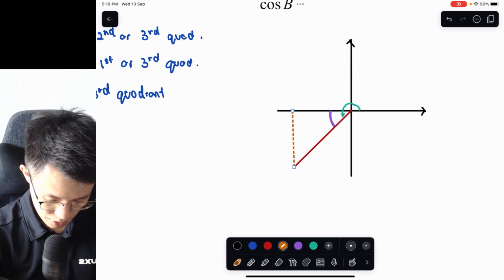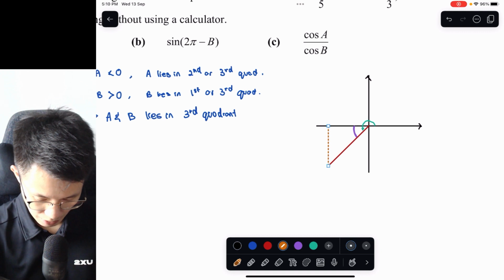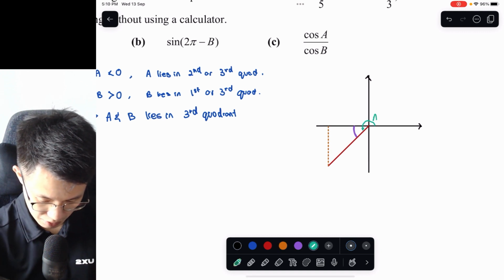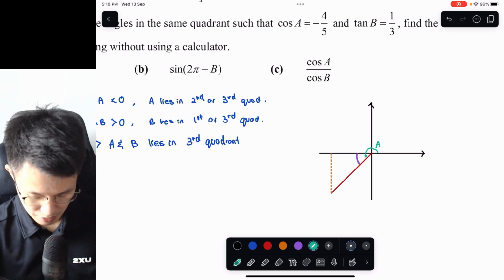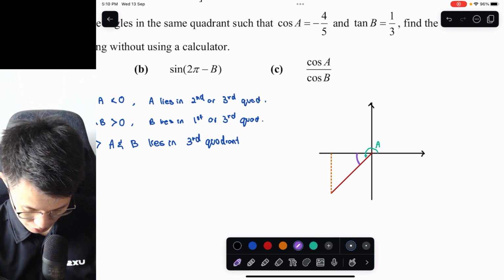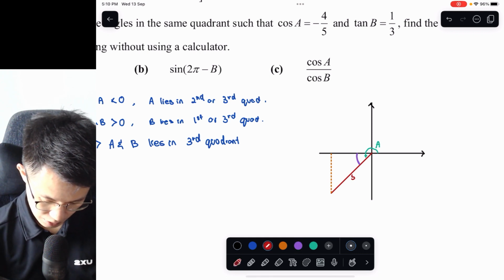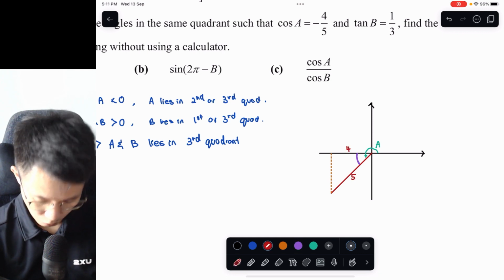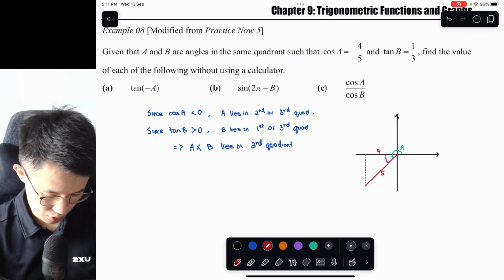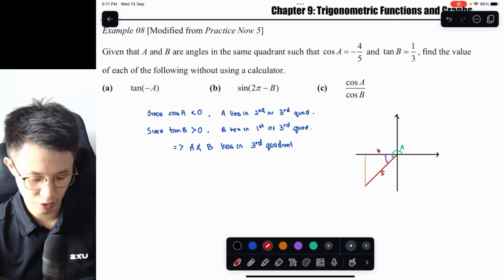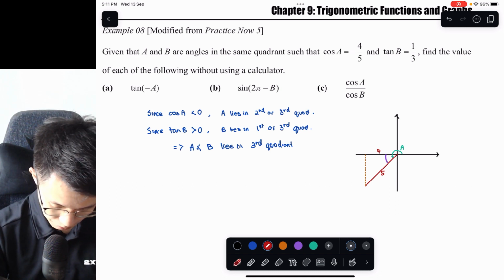Okay, since it says that cosine of, let this be alpha. Okay, so let this be A. It's negative 4/5. So I can safely say that this is the hypotenuse of A. The reference line here will be 5, and here will be 4. We can straight away use Pythagoras theorem to find the opposite, which is this opposite here.